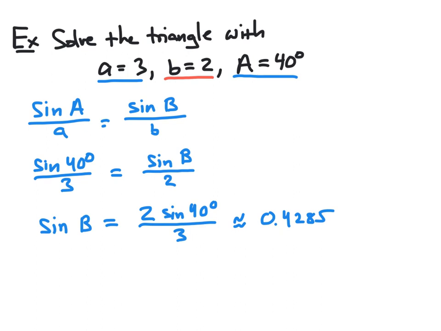Now, one thing to make sure here is that your calculator is in degree mode in order to get this value. If your calculator is in radian mode, then this will compute sine of 40 radians, which is a different number.